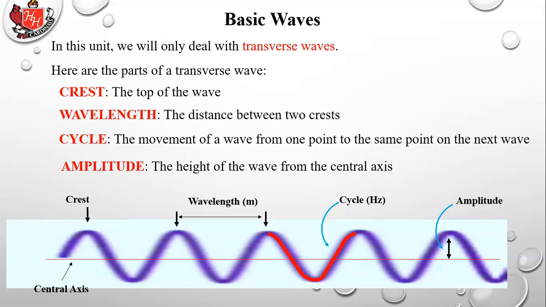Now, wavelength and cycle look somewhat the same. They start at a crest and they end at the next crest. The difference is a wavelength is a straight line distance, and it's measured in the units of distance, such as meters. Whereas a cycle is simply a number of times that the wave goes down and comes back up, down and up, down and up. Doing that is a cycle.